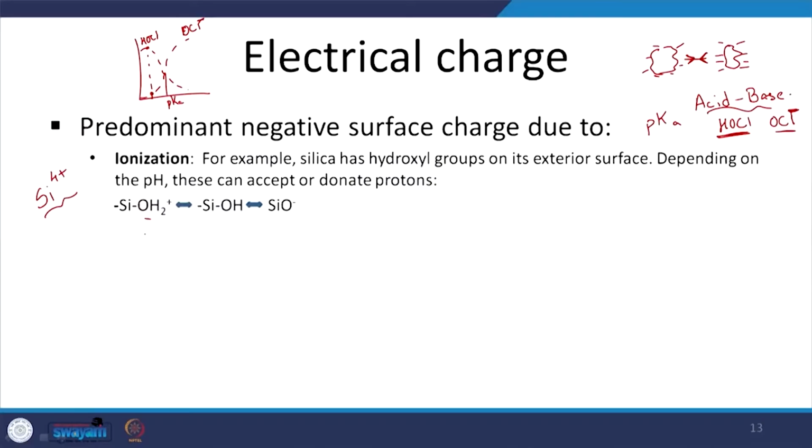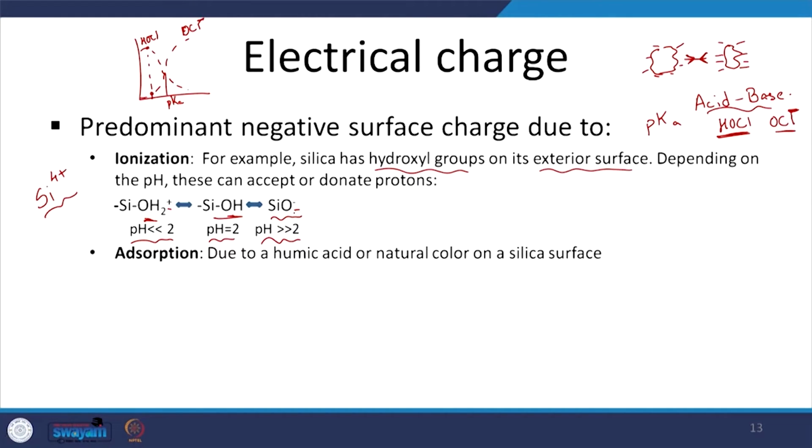So, here we have these silica groups, which have hydroxyl groups that are pretty common on the exterior surface. Depending on the pH, it can have a positive charge, no charge or negative charge. Typically, it will be in this range. Why is that? If you look at it, the positive charge is only predominant when pH is far less than 2. The point of zero charge is when pH is equal to 2, and when pH is greater than 2, that is where most of our waters are. So, it typically has a negative charge. That is one reason for a negative charge.